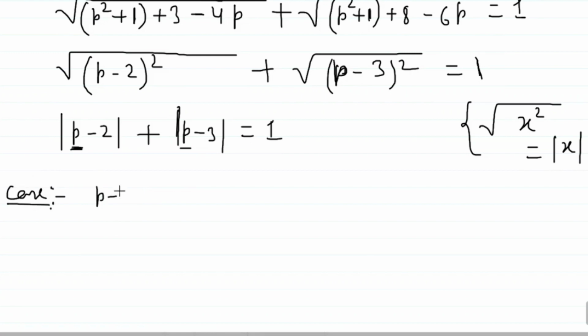Let's say p minus 2 is greater than or equal to 0 and p minus 3 is greater than or equal to 0.